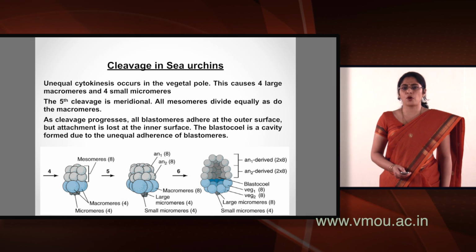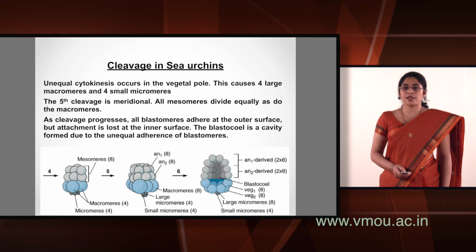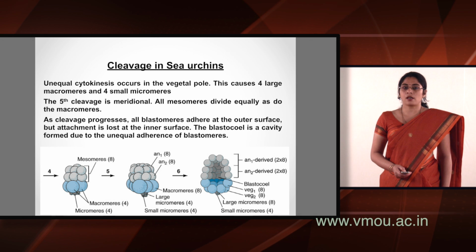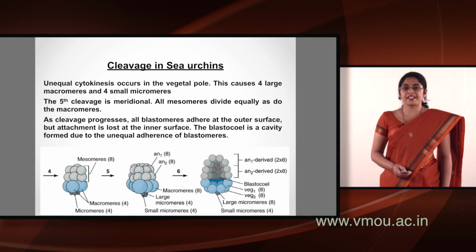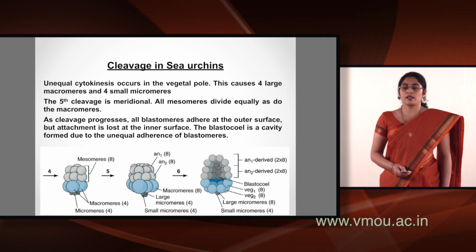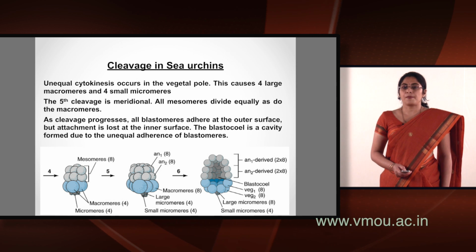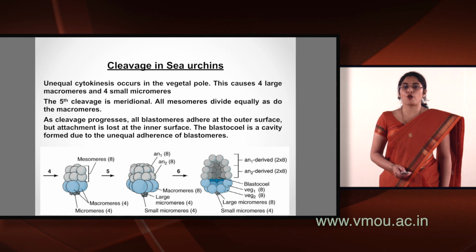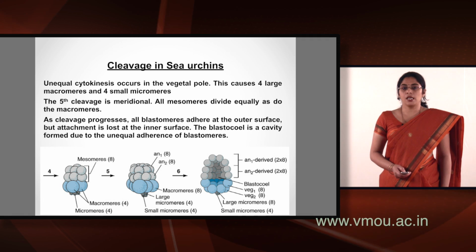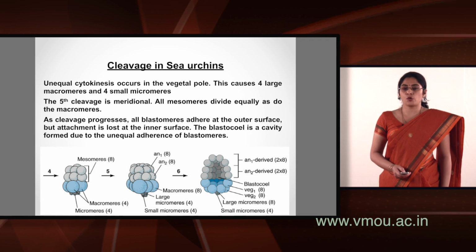As the cleavage progresses, all blastomeres adhere at the outer surface, but attachment is lost at the inner surface. The blastocoel is a cavity formed due to the unequal adherence of the blastomeres.